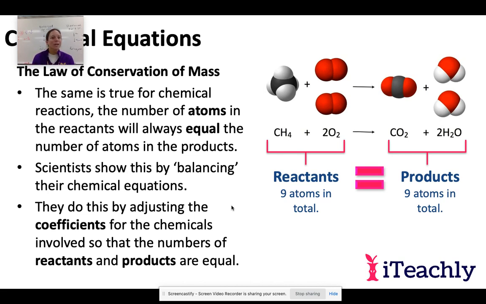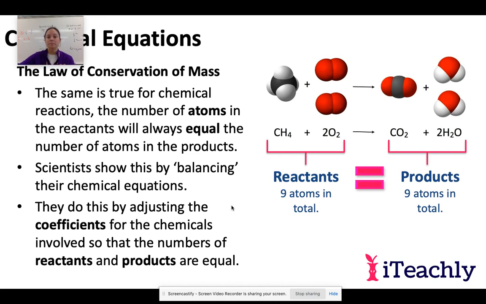Because as we all know, if you don't add enough sugar to your Kool-Aid, it tastes terrible and it's not Kool-Aid. You all know if you mess up your measurements in baking a cake, the cake is going to taste terrible, right? So the quantity matters. Your coefficient in front of your molecules tells you how much.